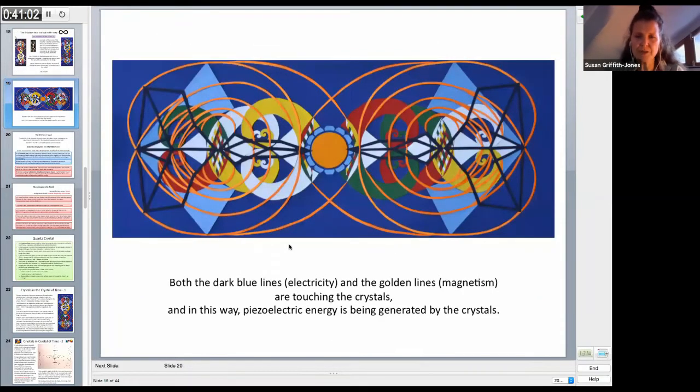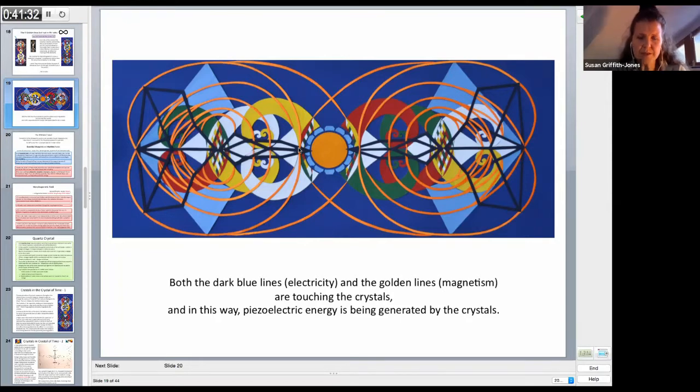So I've just turned it on its side here so that you can see in more detail how the dark blue lines and the golden lines touch each point of either the sides of the crystals. Either the crystals are laid down in diamond shape or in triangular shape, and you'll see that the golden lines always come out of the points of the crystal.